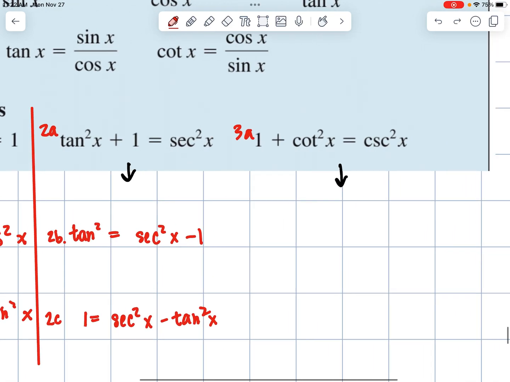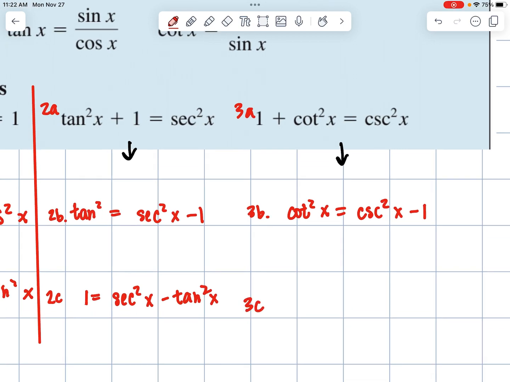Okay? Now the last one I want to talk about is this 3a, 1 plus cotangent squared x is equal to cosecant squared x. And we have two alternates as well. So if I wanted cotangent by itself, I would subtract 1 from both sides. And we should get, this is going to be our 3b. We're going to have cotangent squared by itself is equal to cosecant squared x, and then we subtracted the 1 from both sides. And there you have it. Last but not least, if I wanted the 1 by itself, I would subtract the cotangent squared x. So we should get 1 is equal to cosecant squared x minus cotangent squared x.